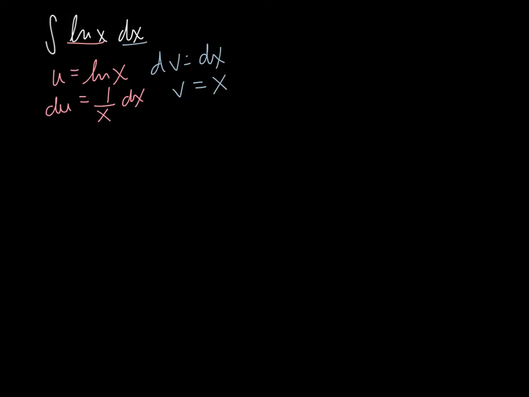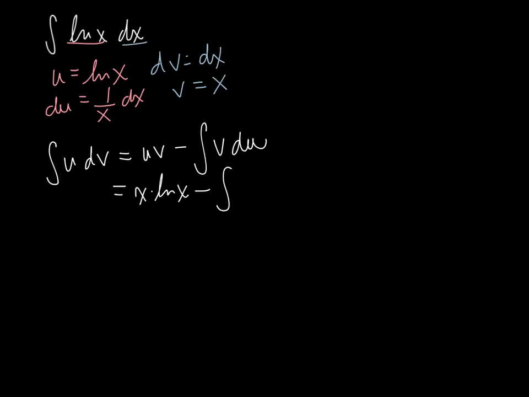So we use that in our formula, that the integral of u dv is u times v minus the integral of v du. Okay, u times v. So that's ln of x times x. So I'll write that as x ln of x minus the integral of v, which is x, times du. du is 1 over x dx. And that simplifies to 1, right? x times 1 over x, or x over x, is 1.